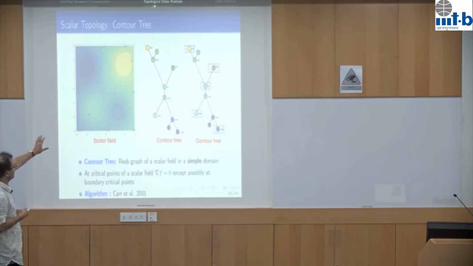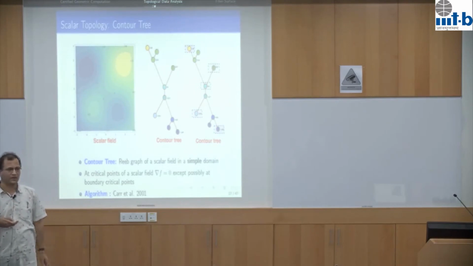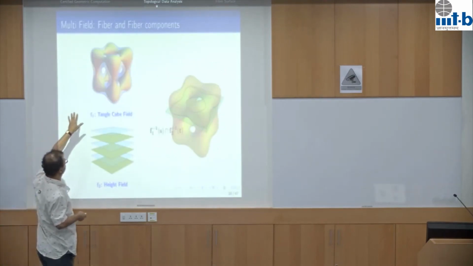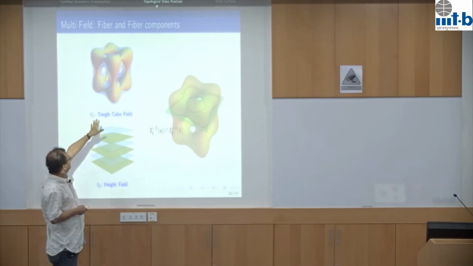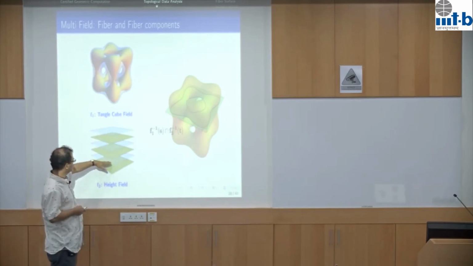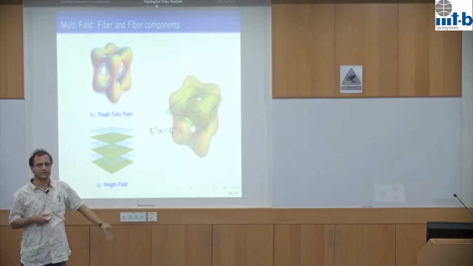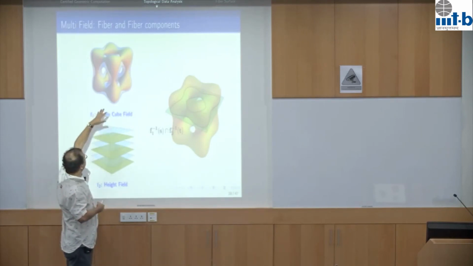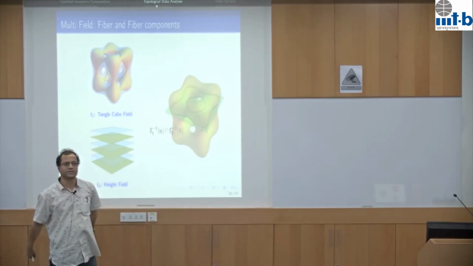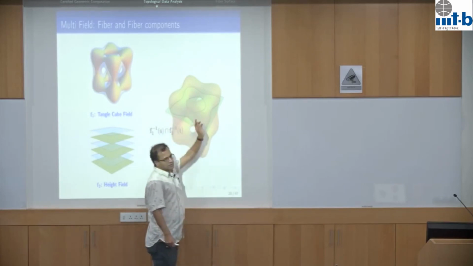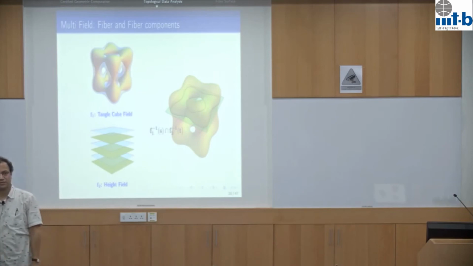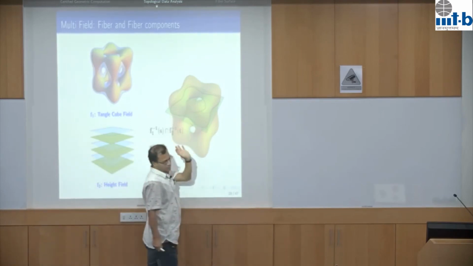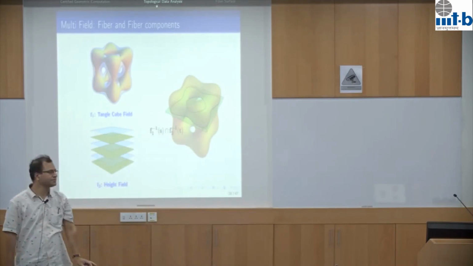So instead of contour for a scalar field, we consider fiber, which is the intersection of 2 contours corresponding to 2 different fields. Suppose we have 2 different scalar fields, and these are the isosurfaces of the first scalar field. This is also another scalar field, and these are the contours or the isosurfaces corresponding to the second scalar field. We consider the intersection of all the contours from the first scalar field with those of the second. So these are the intersections, and these are called the fibers. Instead of contour, we call them fiber, and each connected component of the fiber is called a fiber component.